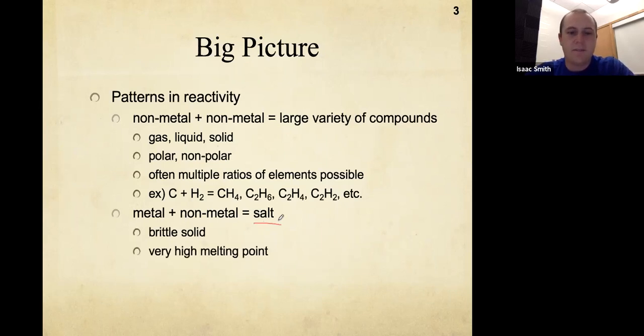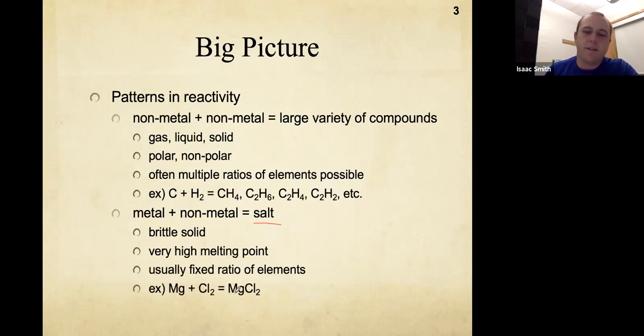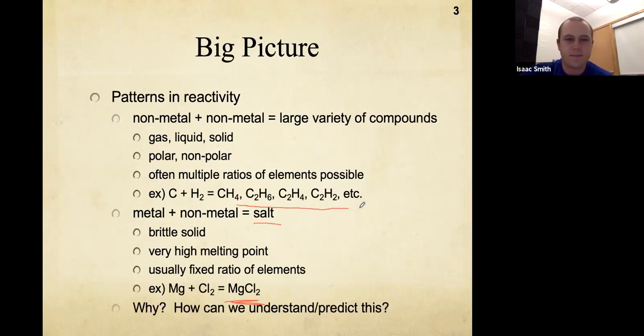They're brittle solids and have high melting points, and they have a fixed ratio of elements. So if you're going to mix magnesium and chlorine together, there's one thing you can make, and that's magnesium chloride, 1 magnesium atom for every 2 atoms of chlorine. Whereas if you're mixing carbon and hydrogen, there's a ton of different options that you can get. So hopefully this will help as we start to see the difference in different compounds that can be made.